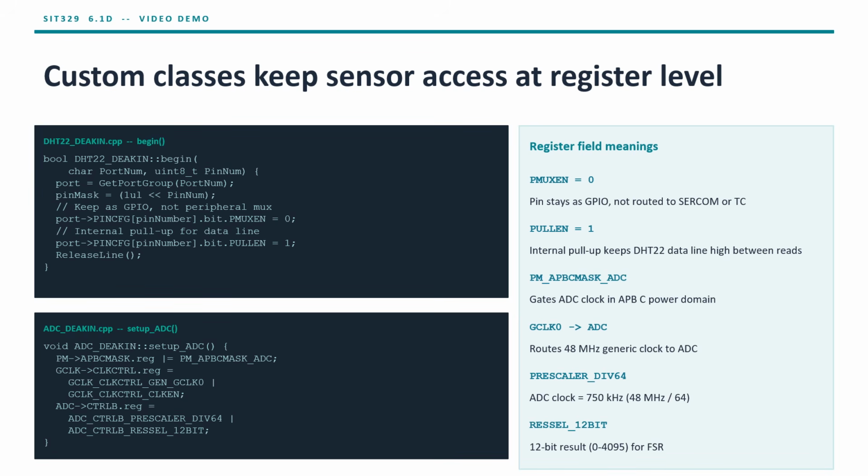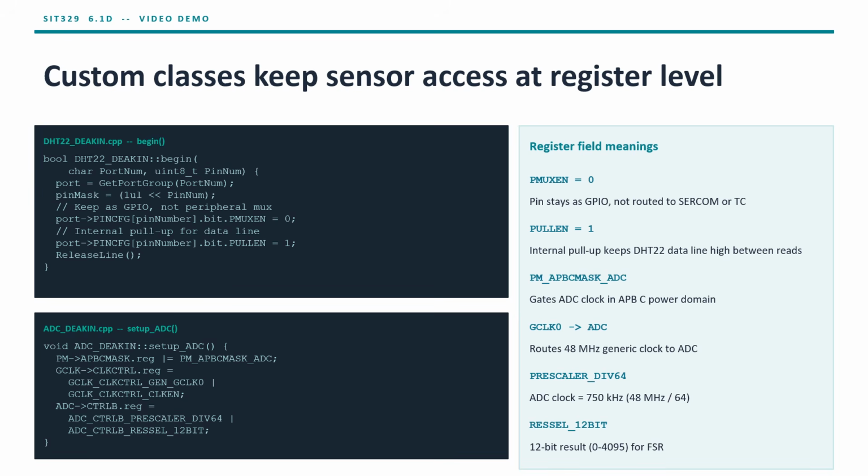PMUXEN is cleared to prevent the pin from being routed to any peripheral multiplexer, keeping it as a plain GPIO pin. Pull enable is set to enable the internal pull-up resistor, which holds the data line high between sensor readings. Release line then sets the pin direction as an input ready to receive data.